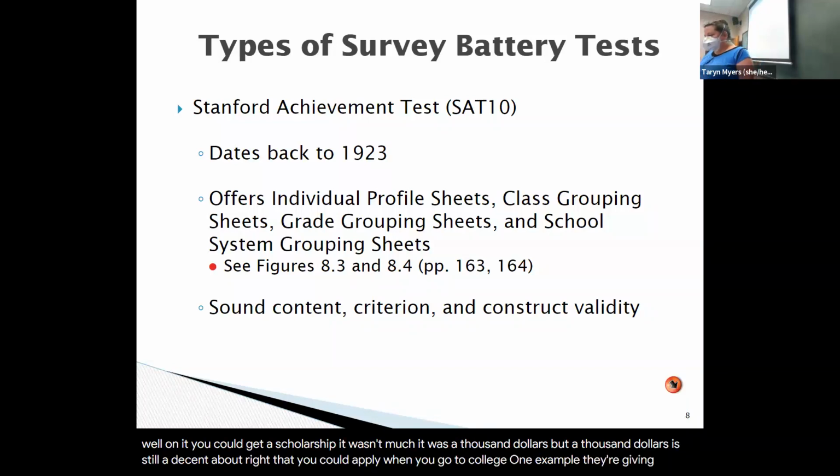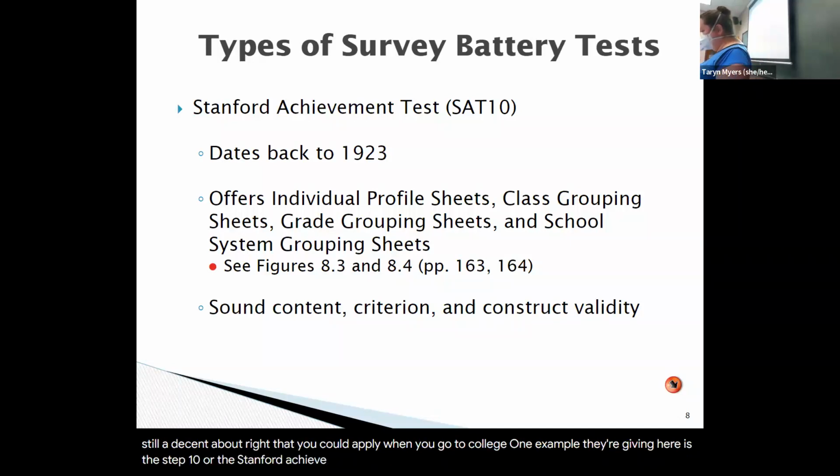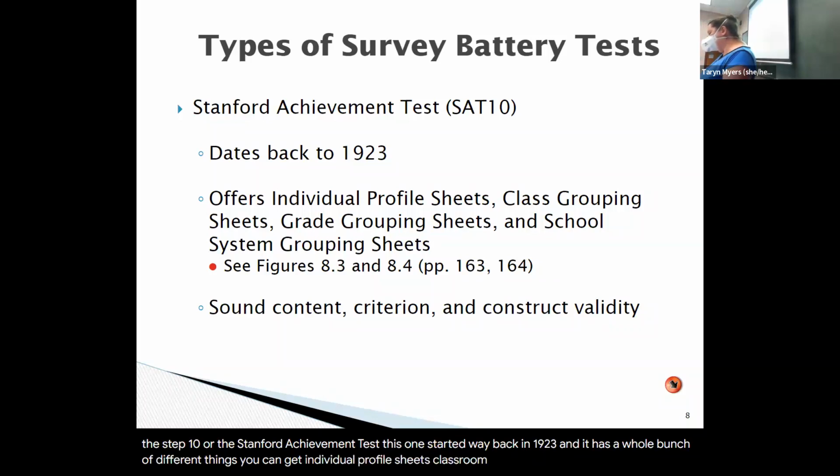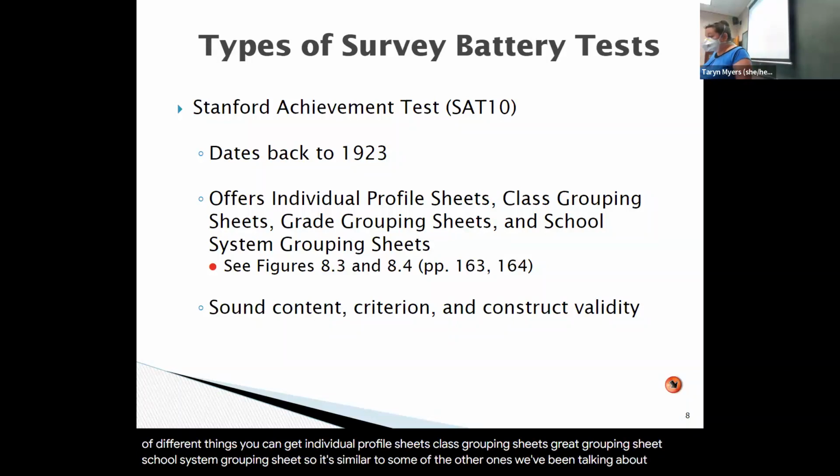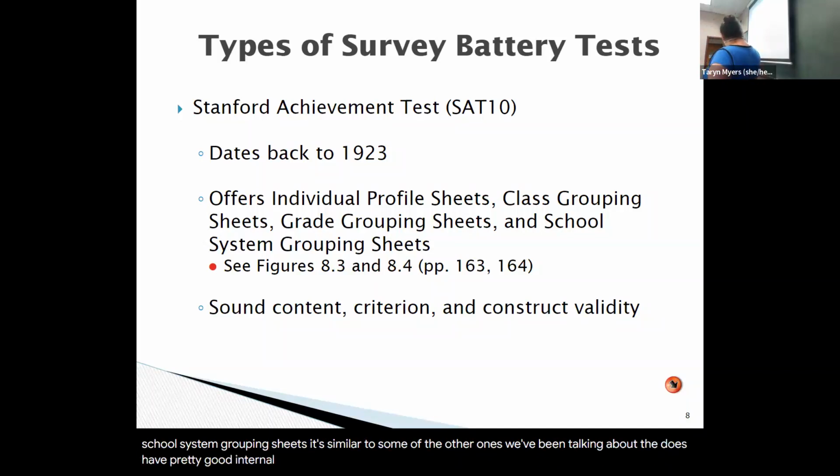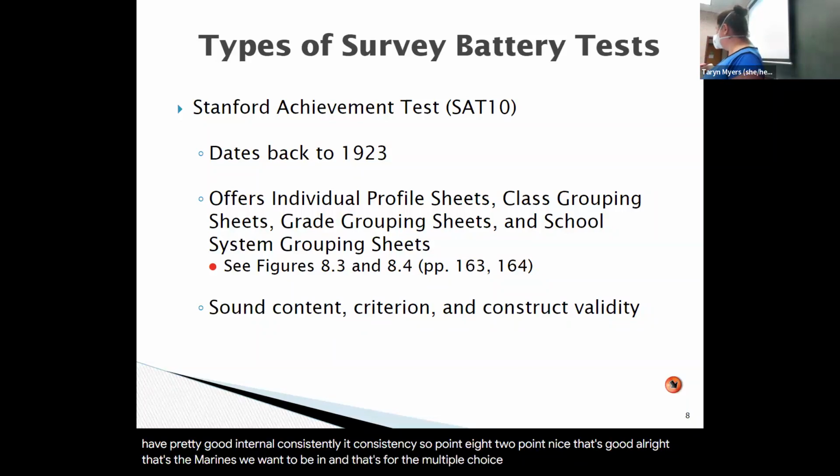So one example they're giving here is the SAT-10, or the Stanford Achievement Test. This one started way back in 1923, and it has a whole bunch of different things you can get: individual profile sheets, class grouping sheets, grade grouping sheets, school system grouping sheets. So similar to some of the other ones we've been talking about. That does have pretty good internal consistency. So 0.8s to 0.9s, that's good, right? That's the range we want to be in. And that's for the multiple choice test.